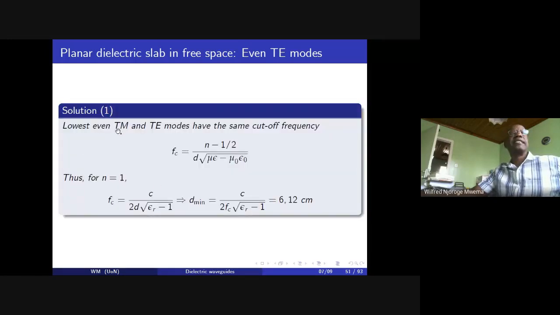The lowest even TM mode and the TE mode have the same cutoff frequency of fc equal to (n minus 1) over 2d root of epsilon r minus 1, and given by that value. And thus, for n equal to 1, we have that fc is going to be given by c over 2d and the root of epsilon r minus 1. And therefore, the minimum thickness we can have is d min given by c over twice fc and the root of epsilon r minus 1, and we get a value of 6.12 centimeters. This you can always ascertain for yourself.